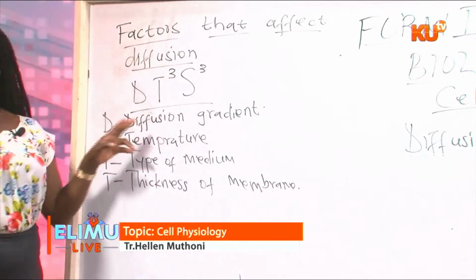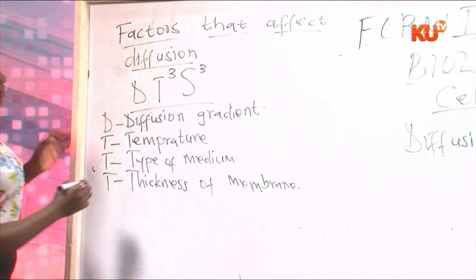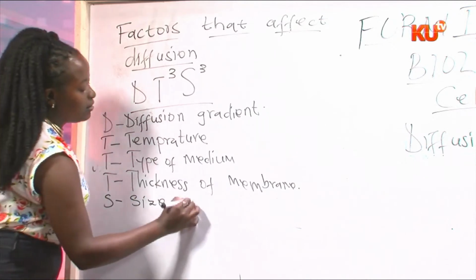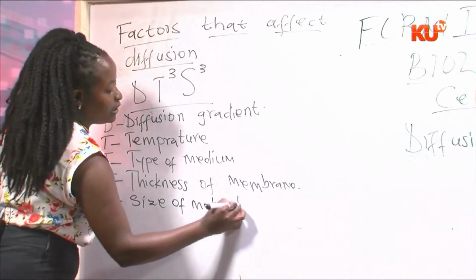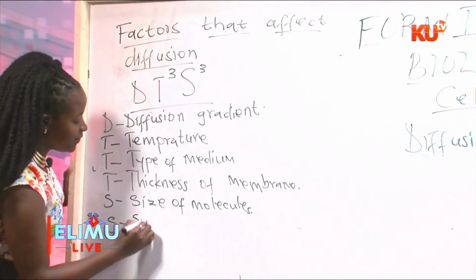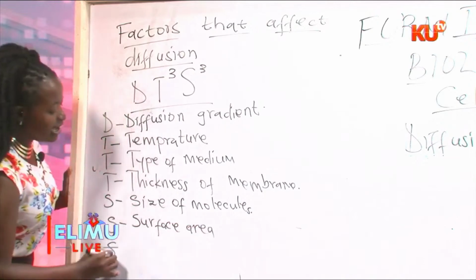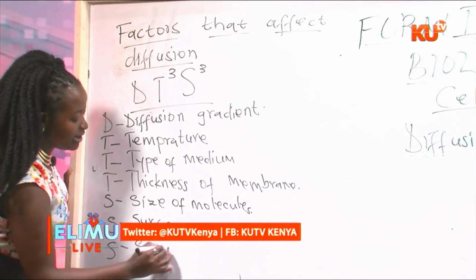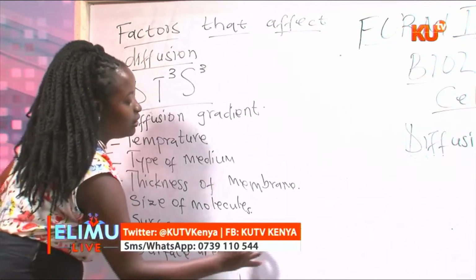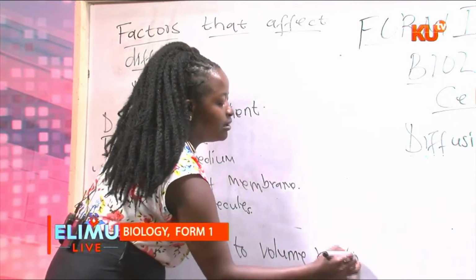Then we have S cubed. S cubed means that S has to appear 3 times. So the first S is size of molecules. The second S is surface area. And the last S is surface area to volume ratio.